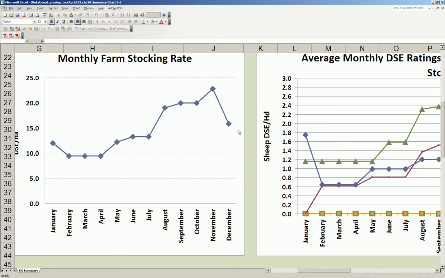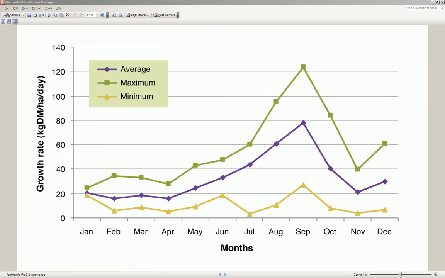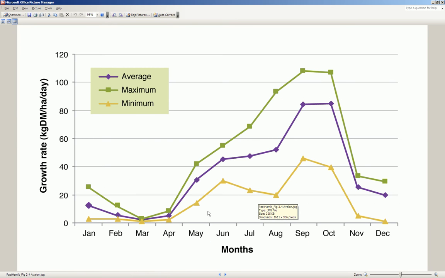Okay, so that's our monthly farm stocking rate. How does that compare to our pasture growth rate? Well, I've just got an example here of the Hamilton proof site pasture growth rates for perennial ryegrass. So if I had a system based 100% on perennial ryegrass, what I would find is the pasture growth rate profile, and what you're looking at here is the minimum perennial ryegrass growth rate in the yellow, the average in the purple, and the maximum in the green over the 5 years that these pastures were measured.